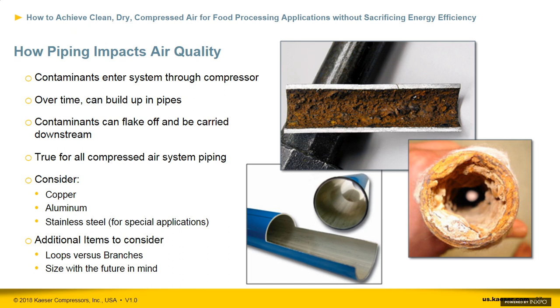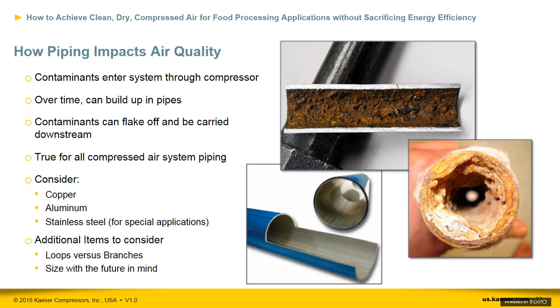Whenever possible, piping should be sized and looped to reduce the overall air velocity and pressure drop. Size the piping with the future in mind. Otherwise, when you expand and add more compressed air to the system, the increased pressure drop can significantly affect your scrap rates.